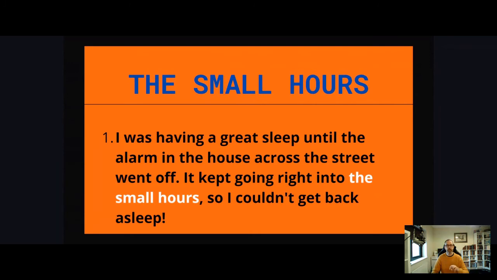So the small hours, these are just the early hours of the morning. I was having a great sleep until the alarm in the house across the street went off. It kept going right into the small hours, so I couldn't get back asleep.